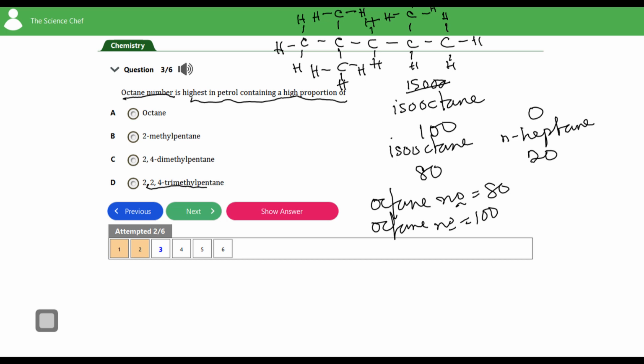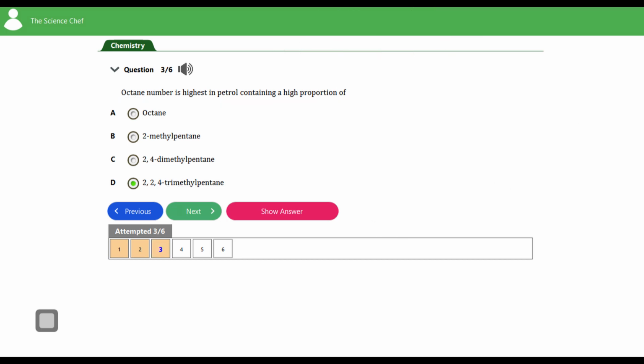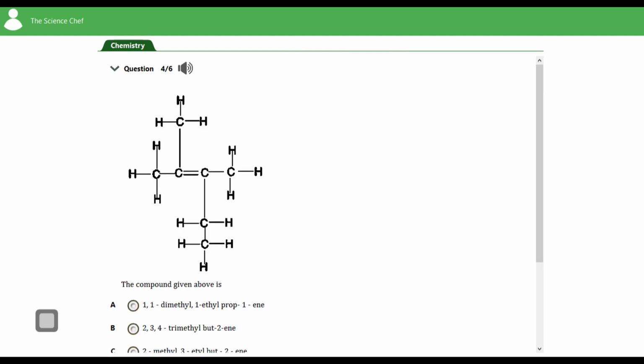Are we together? So therefore, the higher the proportion of 2,2,4 trimethylpentane present in a given sample of a blend of petrol, the higher the octane rating of that petrol. So the answer is D.